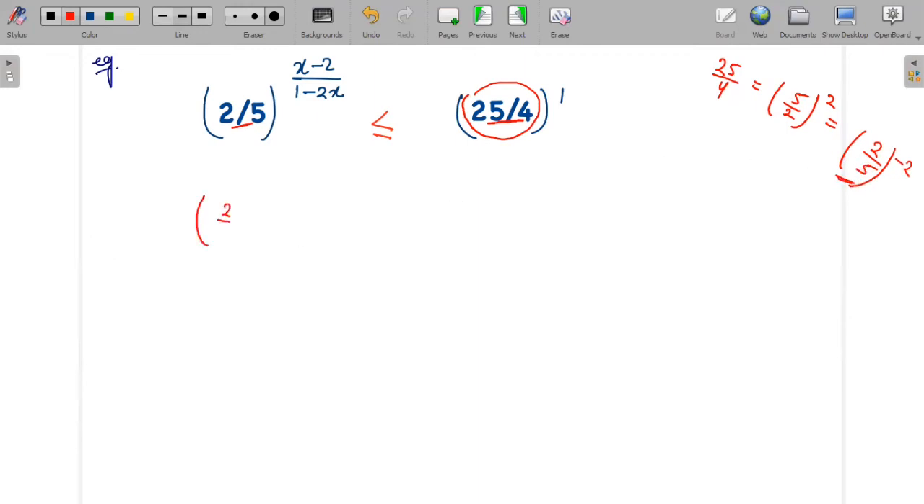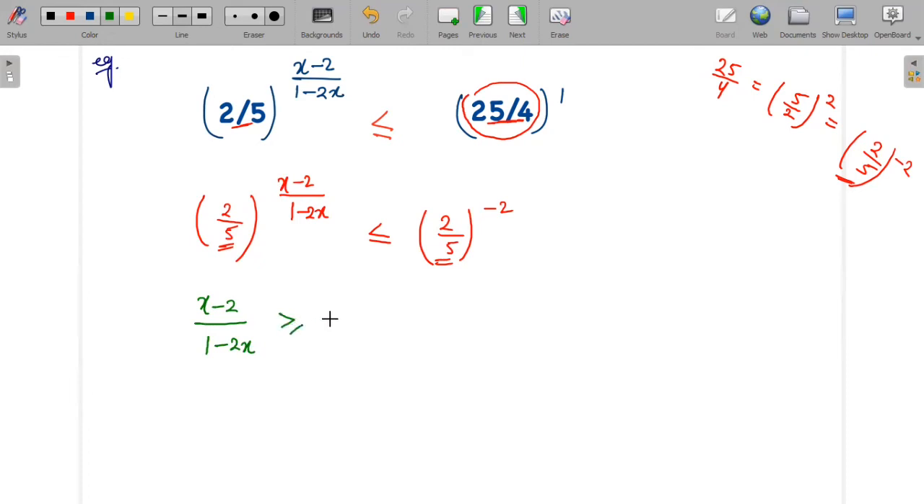So there we go. We have (2/5)^((x-2)/(1-2x)) less than or equal to (2/5)^(-2). Now, once we equalize their base, we can create a relation in its index. So we have (x-2)/(1-2x) should be greater than or equal to -2. Why? Because the base is between 0 and 1, and that should be the relation in its index.